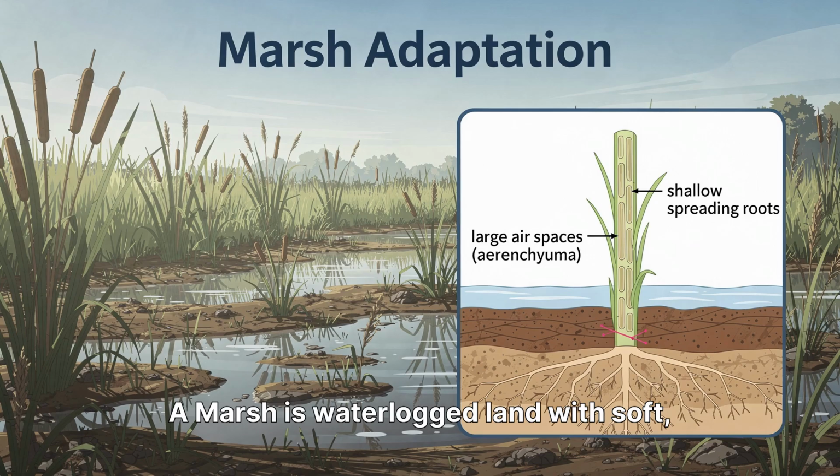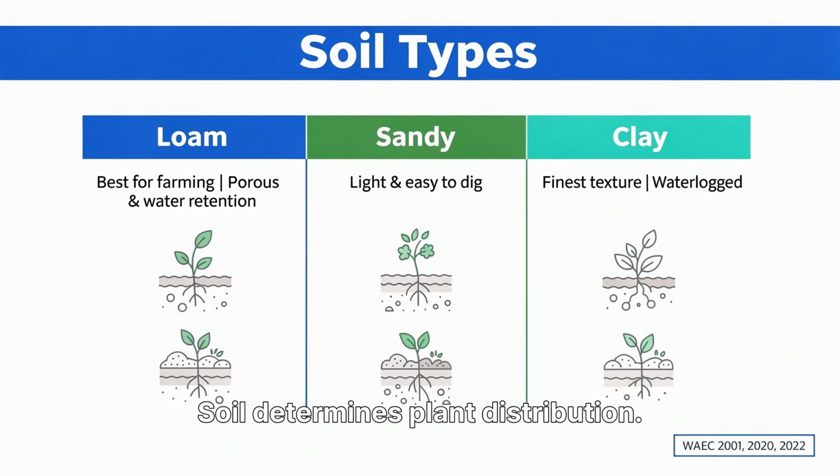A marsh is waterlogged land with soft, muddy soil. Plants here often have shallow roots and air spaces to cope with the poor aeration. Soil determines plant distribution. Loam is best for farming because it's porous with good retention. Clay is the finest texture but can become waterlogged.